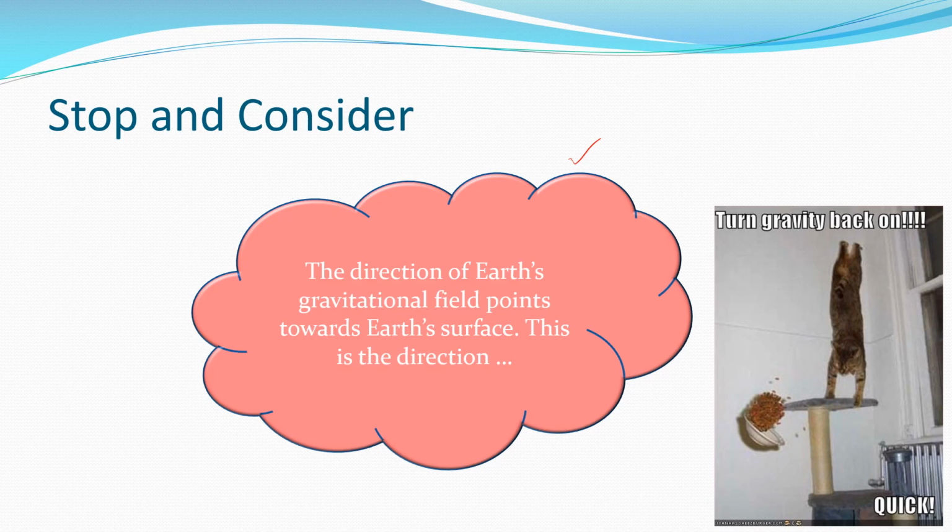The Earth's gravitational field is a force. It's pointing towards the surface, but what that force is doing is acting on an object. So if I can say this sentence again, but more completely, the direction of the Earth's gravitational field points towards the Earth's surface. This is the direction of the force acting on an object in that field. Just think about that. This is the direction of the force acting on an object that is in that field.